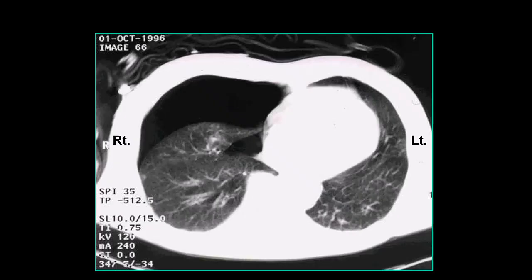This cross-sectional CT slice shows us the area of the mediastinum and the aortic arch, and also the tension pneumothorax. Notice how the tension pneumothorax is pushing all of the organs over to the left.